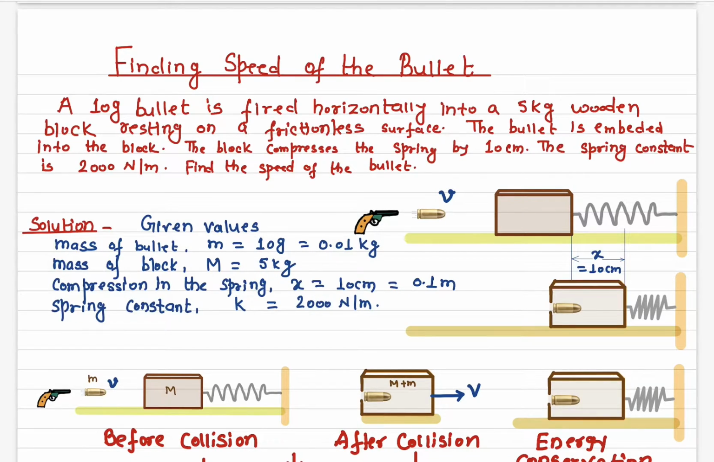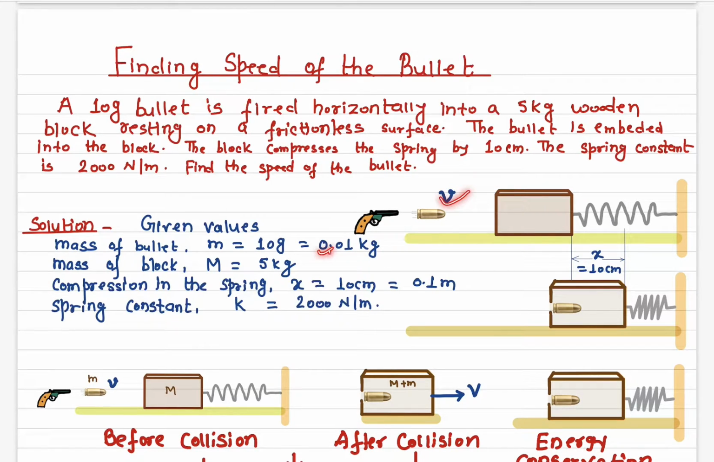In this video, I will talk about finding the speed of a bullet by using a spring and a wooden block. So we have a mass that is connected to a spring, and here we have a gun and a bullet is fired from the gun. And we know the mass of the bullet, we know the spring constant, and we now need to find out what is the speed of the bullet.